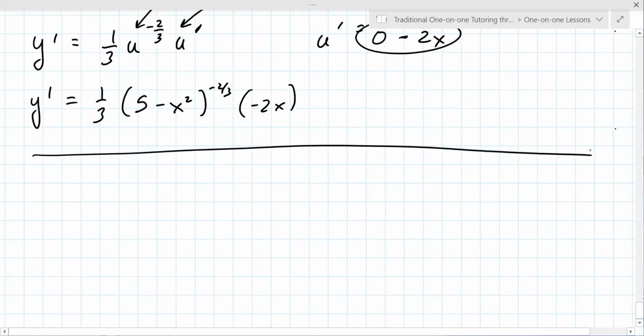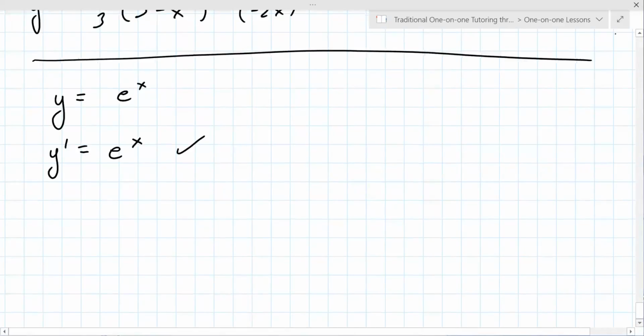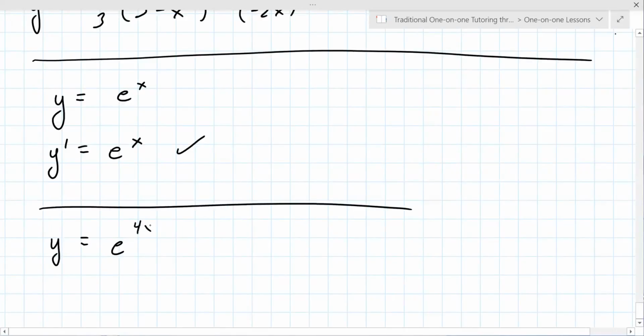Yes. Okay, so let's move to some other examples here. Let's say that y equals e to the x. What is the derivative of e to the x? It's e to the x. e to the x, okay? Now, what if I tell you that y equals e to the 4x squared plus 5x? What do you think your u is?